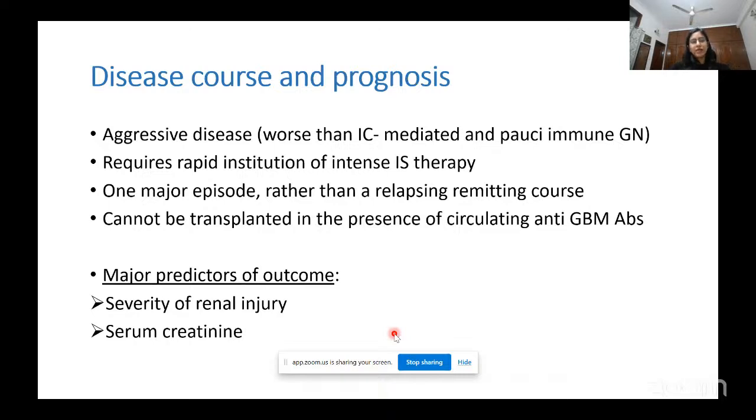So, anti-GBM is usually an aggressive disease and it requires a rapid institution of immunosuppressive therapy. Again, it is a single hit disease, and the major predictors of outcome are the severity of renal injury, which is assessed by the number of crescents, and the serum creatinine.